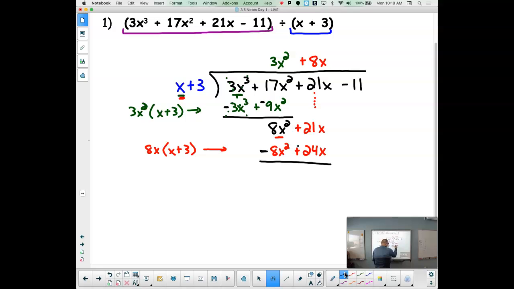Subtracting, I'm going to change both of my signs. 8x squared minus 8x squared makes that one go away. 21x plus negative 24x is negative 3x. Then I drop the negative 11.